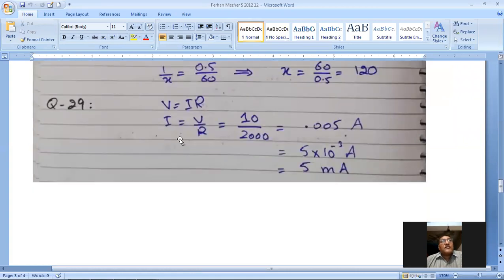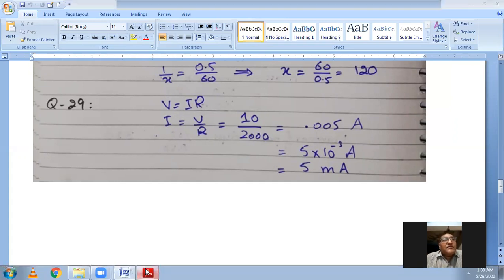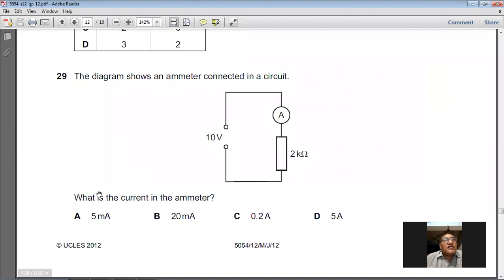So here on your screen you can see question number 29. V is equal to IR, so I is equal to V by R, equals 10 divided by 2000, and the answer is 0.005 ampere, which is 5 × 10⁻³ ampere, which is 5 milliamp. 5 milliamp is the answer. So A is the right choice.